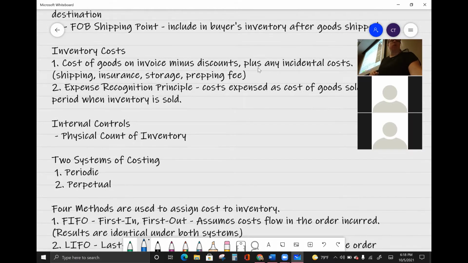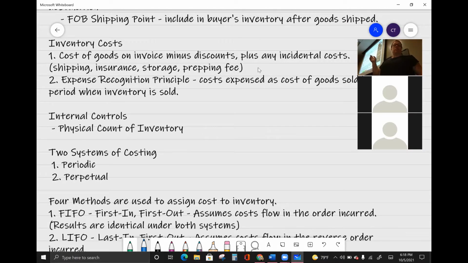Okay, so the inventory costs, we just talked about that. Shipping, insurance, storage. I didn't mention discounts. Sometimes when we buy inventory, we just went through this in chapter 4, we may have an opportunity to take a discount on that inventory. Many reasons. It could be because the vendors offered us the opportunity to pay within a certain amount of time and we can get a discount.